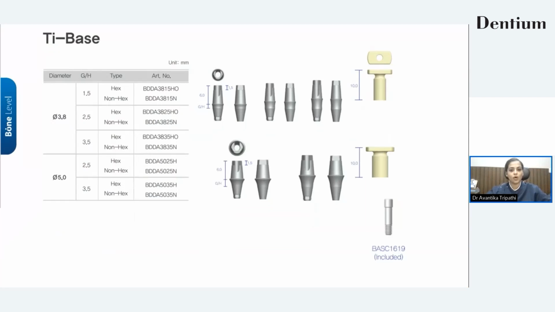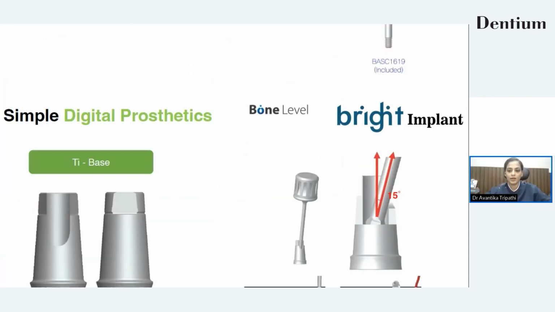So the next component is the TI base. The best part of this TI base is that it has a margin and it has a side cut on the surface. The advantage of this side cut is that sometimes in the anterior region, we feel like the screw hole is coming labially, and we want it to shift to the palatal side because the labial screw hole looks so unaesthetic. So this will allow us to shift the screw access hole from the labial to the lingual side.